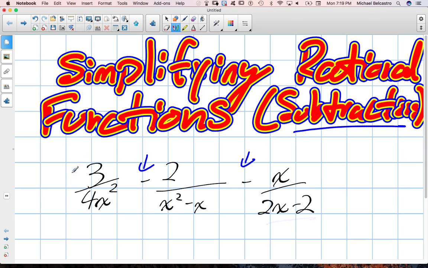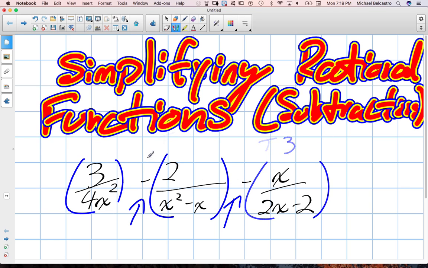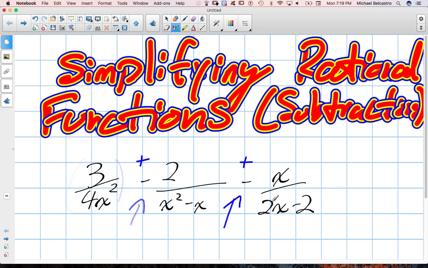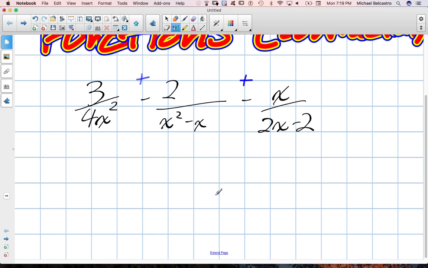So the first thing I want to recognize is that we have 3 different terms. We're going to call this term 1, term 2, and term 3. And how do I know what a term is? They're all separated by either a subtraction or addition sign. In our case, it's subtraction, but anytime you have a plus or a minus sign, that's what separates terms in an equation. Because this is subtraction, we essentially need to have common denominators to make this all 1.